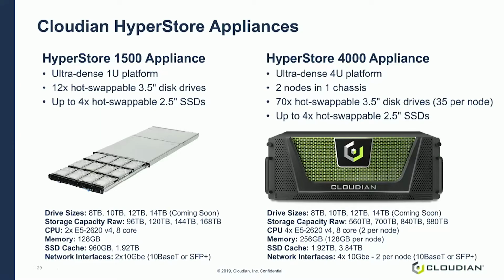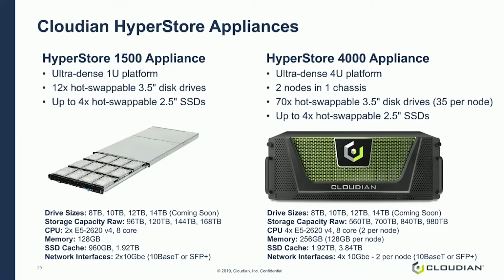In terms of connectivity, everything's driven through Ethernet. We typically have a front-end and a back-end network. The front-end network is used for S3 payload and administration, and the back-end network is used for inter-cluster communication and replication.